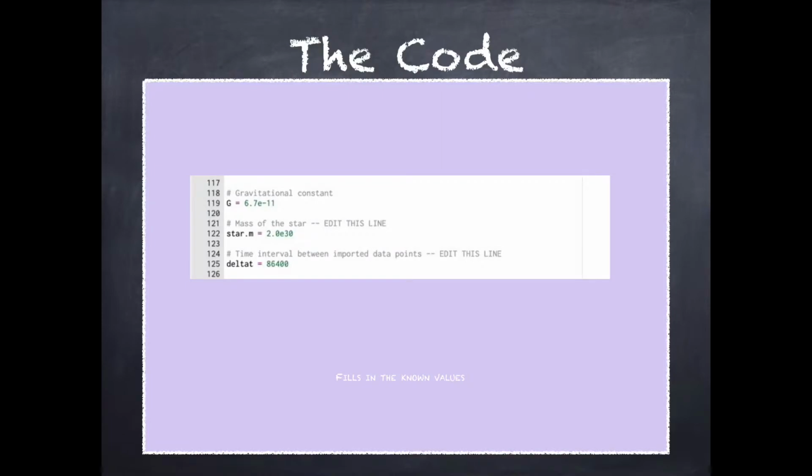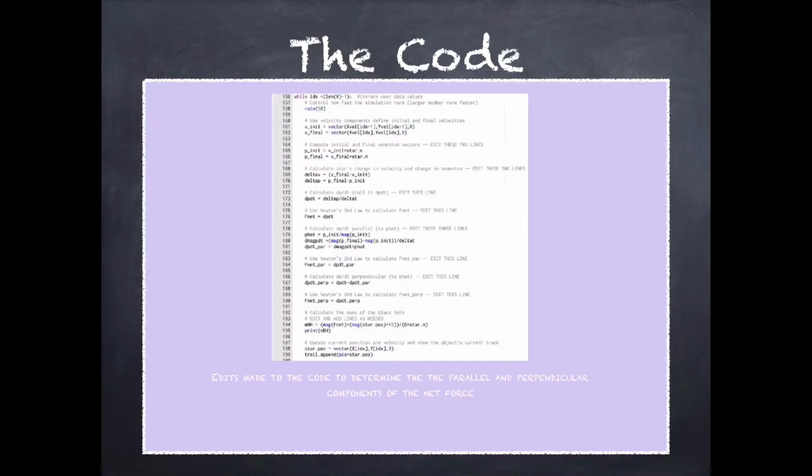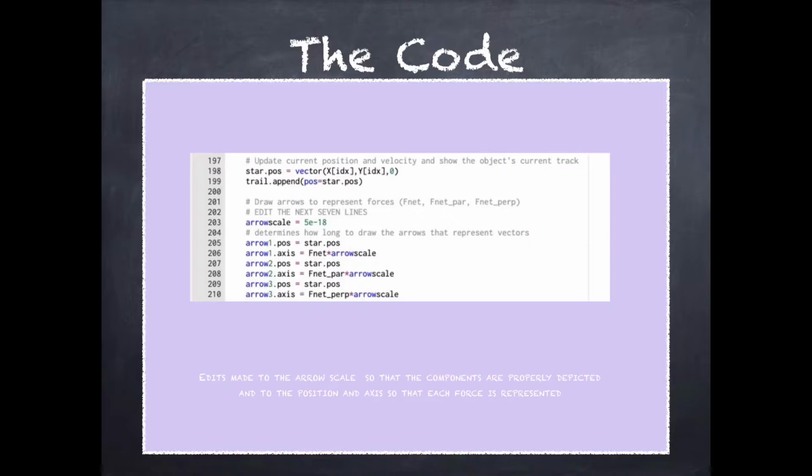So the code. For the first part, we will be entering just the already known values, which are the gravitational constant, the mass of the star, and the change in time. We will also make edits to determine both the parallel and perpendicular component based on what we determine in the physics. And then we will make edits to the arrow scale so that it can properly depict what's going on, and to the position and axis so that each force is represented.